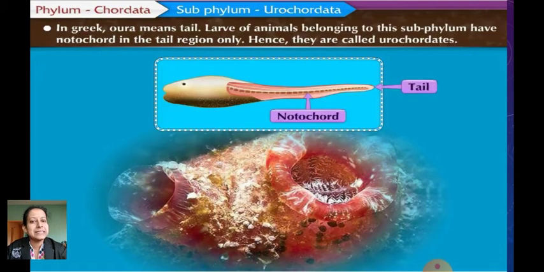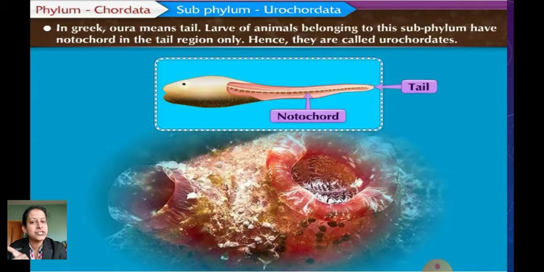Now why are they called Urochordates? It's because in Greek, aura means tail. And why does it derive its name Urochordata? It's because the notochord is present in the larval stage of these animals, in their tail. The notochord is present in the tail region of the larvae, and therefore they are called Urochordates. So larvae of animals belonging to this subphylum have notochord in the tail region only.